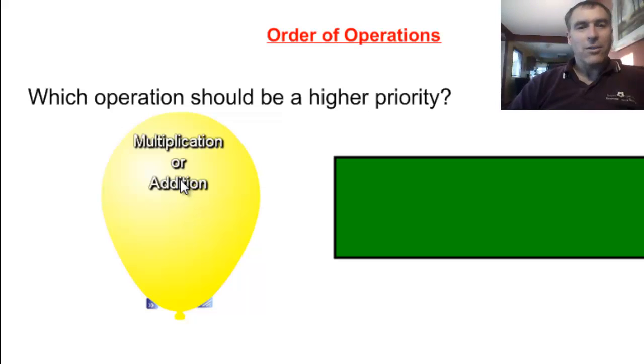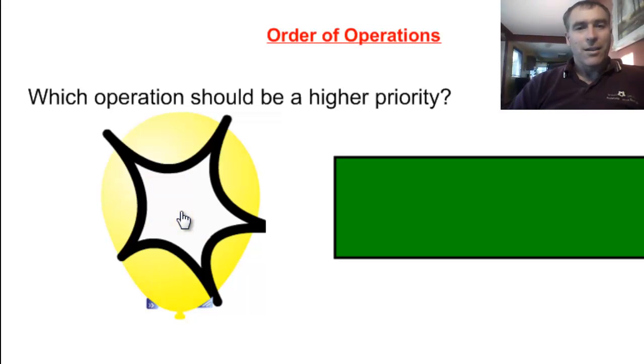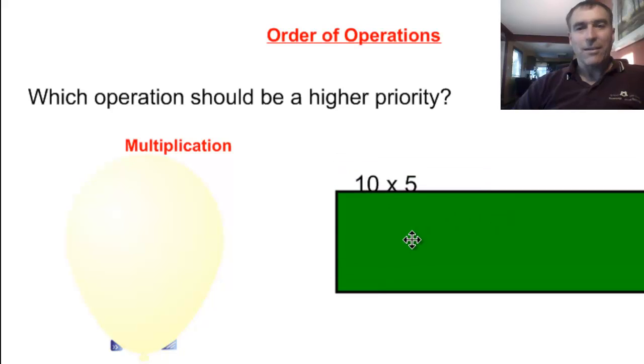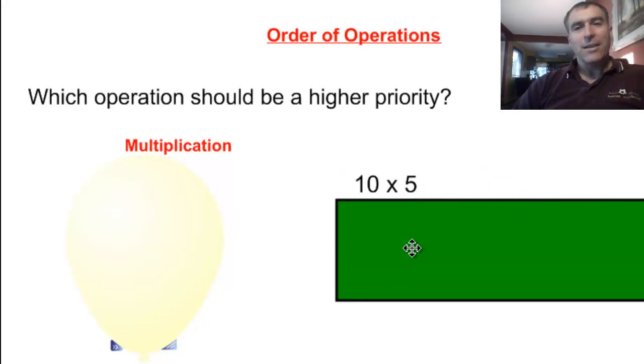Okay, you paused it. Good. And the answer is... Come on, balloon. The answer is... Where'd my balloon go? Get out of there. It's multiplication. That's right.